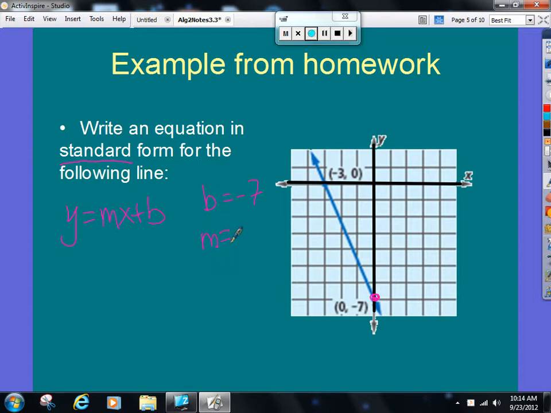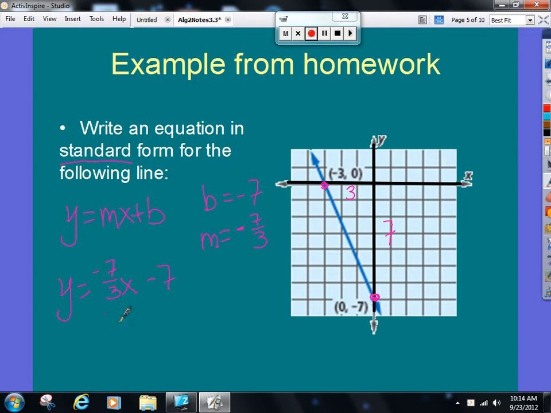My slope is my rise over run. I find some nice little points here that work out nicely. Oh, here's one, and here's one. My rise is 7, my run is 3. I'm going downhill, so it's -7/3. Y equals -7/3 x minus 7.